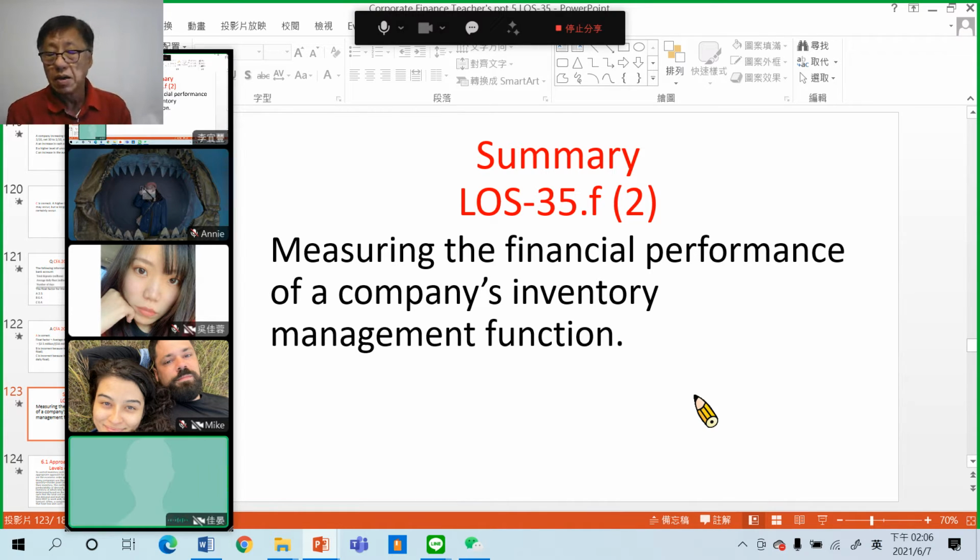Okay, so we start at page 94. We're going to talk about approaches to manage levels of inventory. To control inventory costs, a company should adopt the appropriate approach for its inventory.